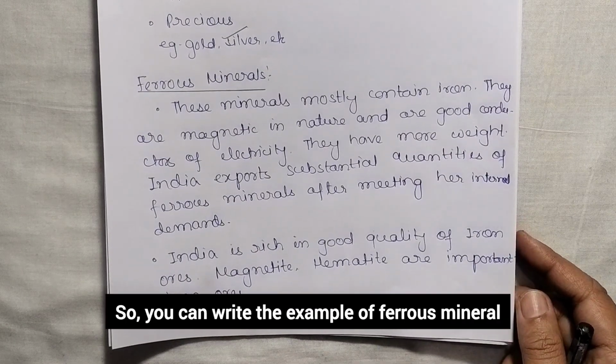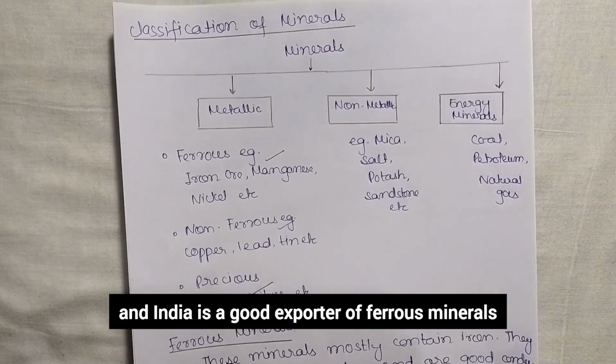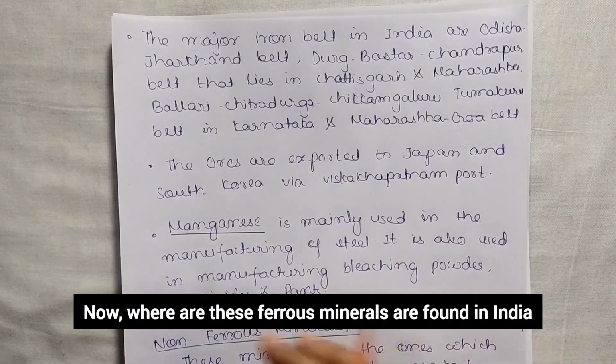So you can write the example of ferrous mineral, that is magnetite and hematite also. And India is a good exporter of ferrous minerals. Now where are these ferrous minerals found in India?